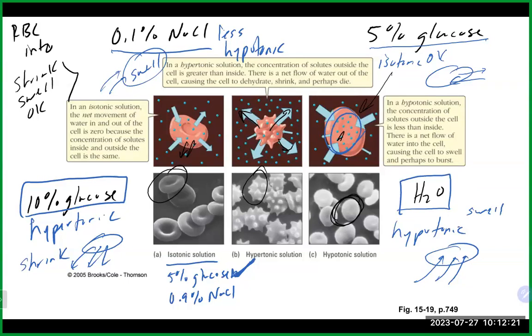Any questions on those? So it's important to know the cutoffs there. 0.9% sodium chloride and 5% glucose are isotonic. And it is as simple as it's either that number or higher or lower as being hypertonic or hypotonic. Any questions on that there?